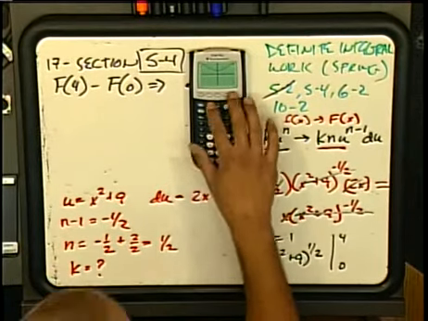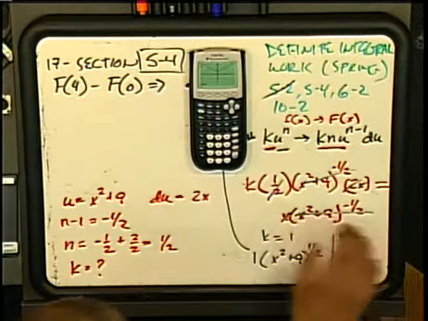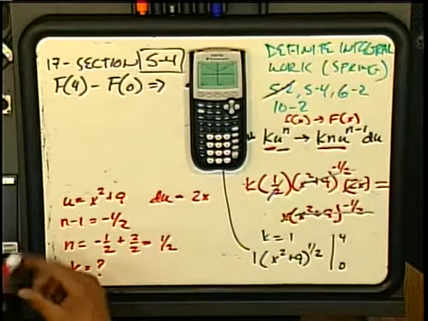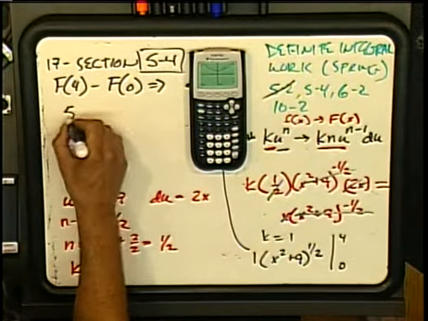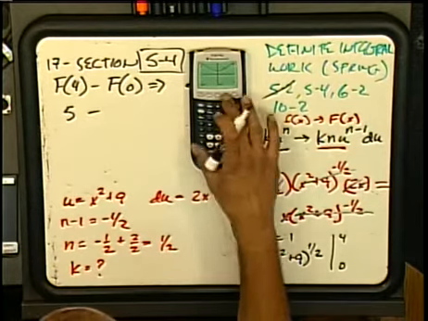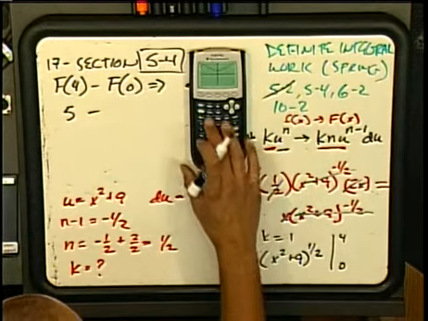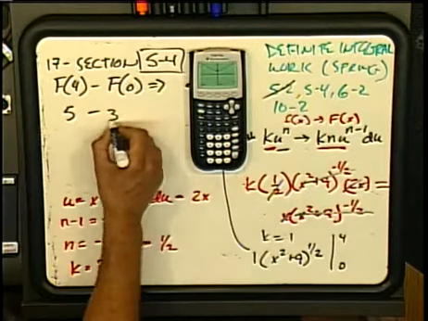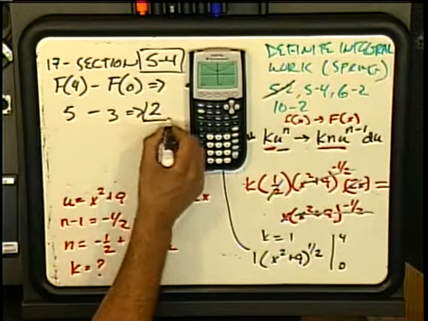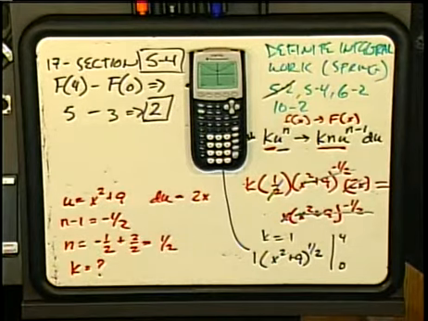And then you plug your values in. Value 4. So F of 4 equals 5, minus F of 0, which is 3, equals 2. Yep.